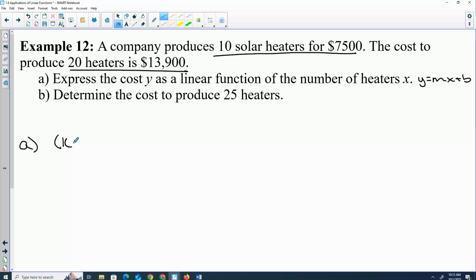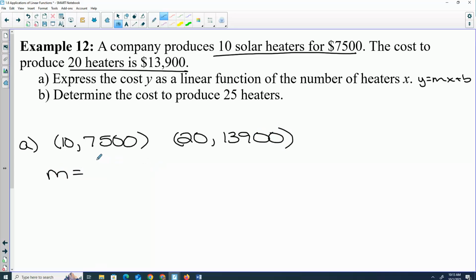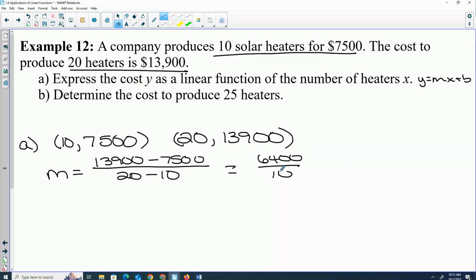These are two ordered pairs. X was the number of heaters, so when I have 10 heaters, the cost is $7,500. When I have 20 heaters, the cost is $13,900. So we need slope. Y2 minus Y1 over X2 minus X1. We were doing this last week, so it should be familiar. 640.